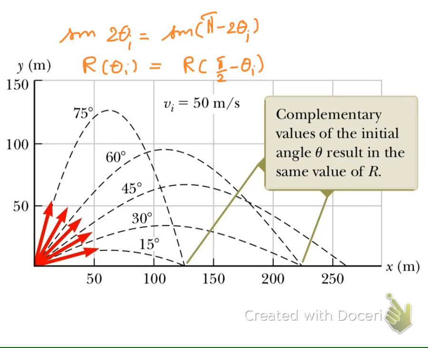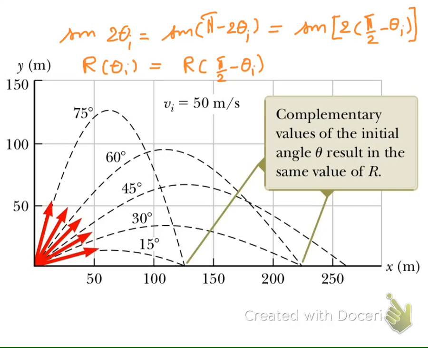If the sine of 2 theta I is equal to the sine of pi minus 2 theta I, so it means that if we write this equation a little bit further as the sine of 2 times pi over 2 minus theta I, then if you launch the projectile with the angle theta I and the angle pi over 2 minus theta I, you will get the same horizontal length.